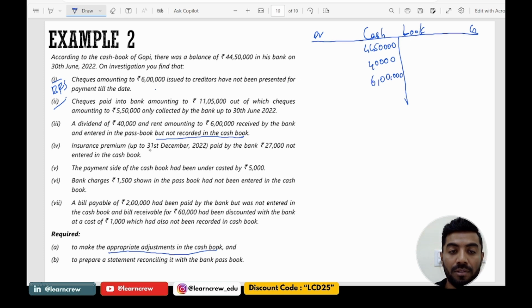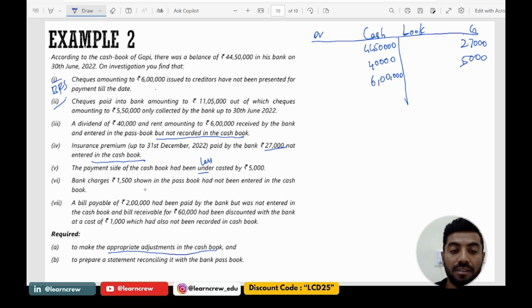Then insurance premium to 31st December 22 paid by the bank, 27,000, not recorded in the cash book, so we'll record it now. That is a payment of 27,000. The payment side of the cash book had been undercasted by 5,000. The credit side is the payment side. This has been undercasted by 5,000, which means withdrawals are showing less by 5,000. Now we'll show that missing 5,000 and enter it.